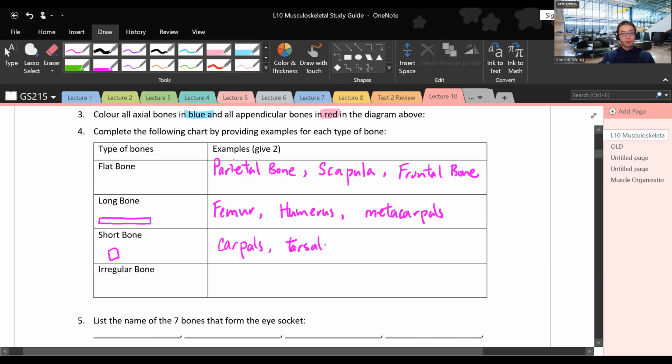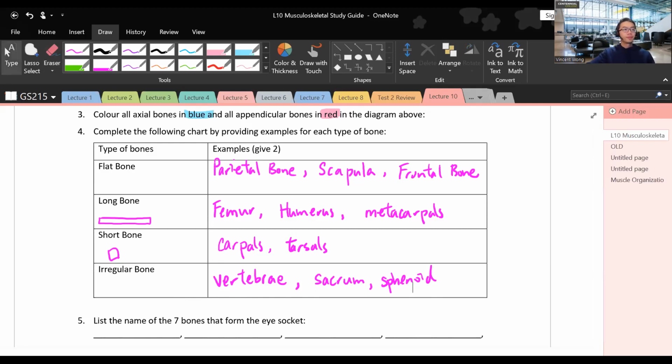Tarsal. Okay. Irregular bones are things that are complex in shape. So that includes things like vertebrae. Okay. The sacrum. That's pretty weird looking. Sphenoid. Okay, so all these bones are irregular bone. Okay, bones of the eye socket.